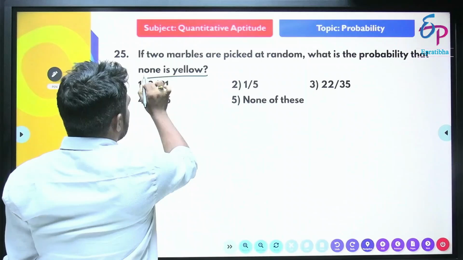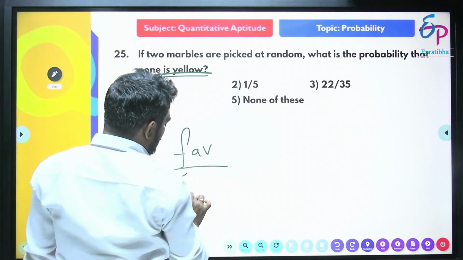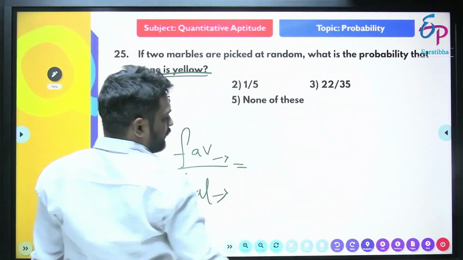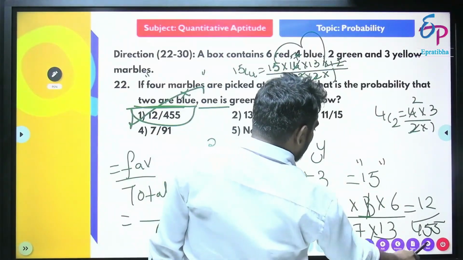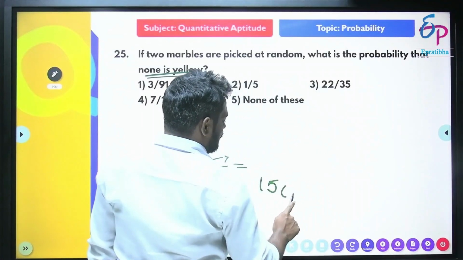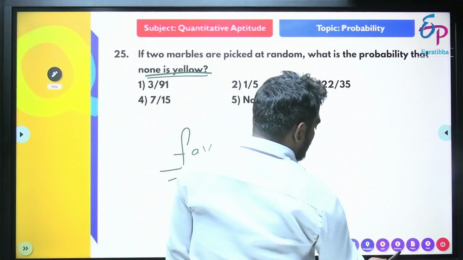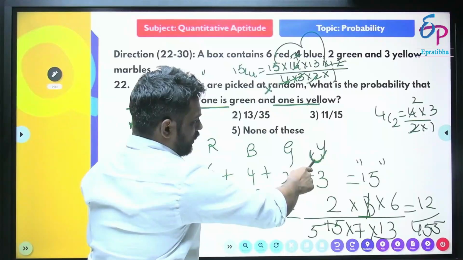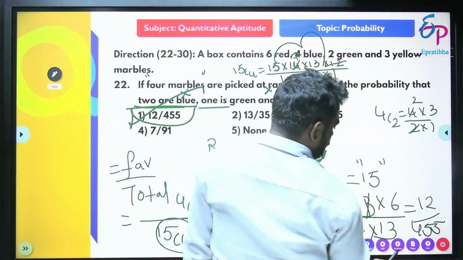None is yellow, right? So what exactly is the probability? Favorable number of outcomes by total number of outcomes. In total, how many marbles do we have? 15 marbles. From 15 we have to pick two marbles. None is yellow, so we cannot pick from the yellow. Yellow are 3, which means the remaining are 12.